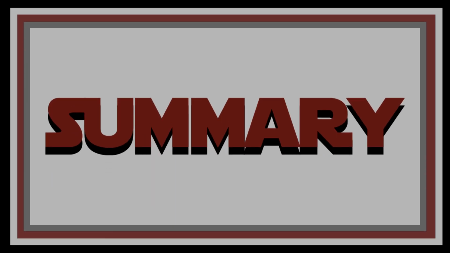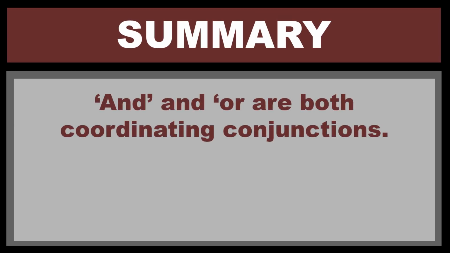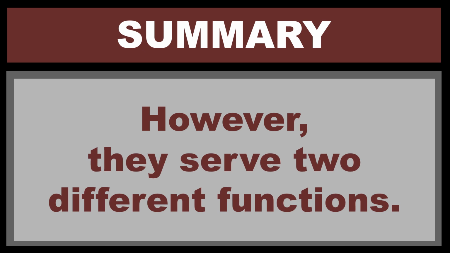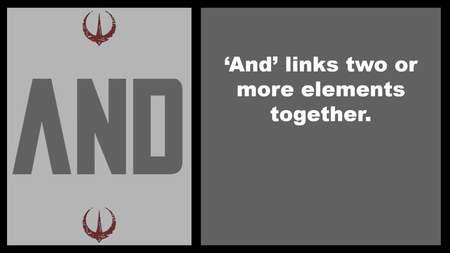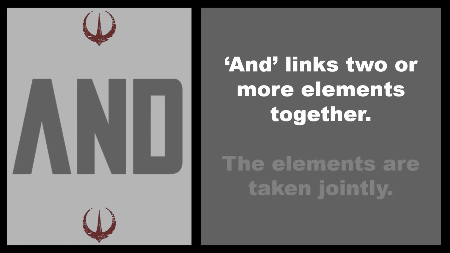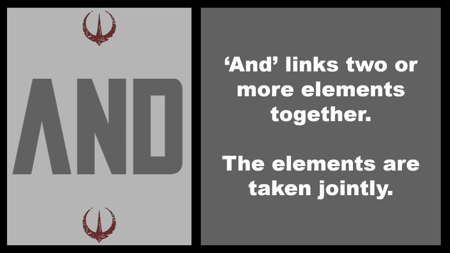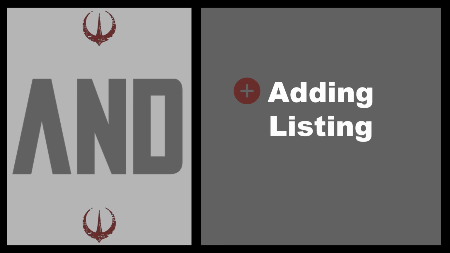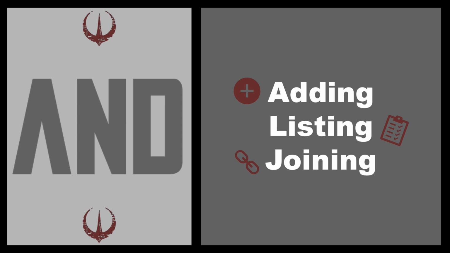So let's do a quick summary. And and or are both coordinating conjunctions, and as such, they can both be used to link equally weighted elements together. However, they serve two very different functions. The word and links two or more elements together, and these elements will be taken jointly as mutually inclusive. And again, we can use this when we're adding elements together, when we're listing mutually inclusive elements, or when we're joining mutually inclusive elements.